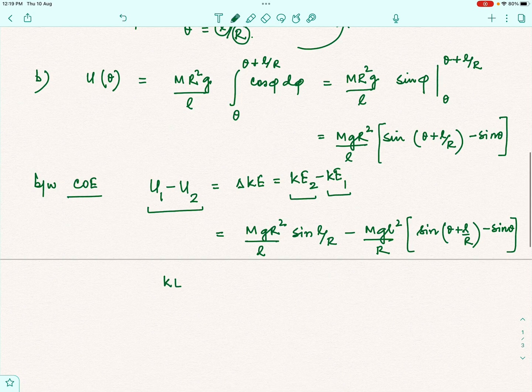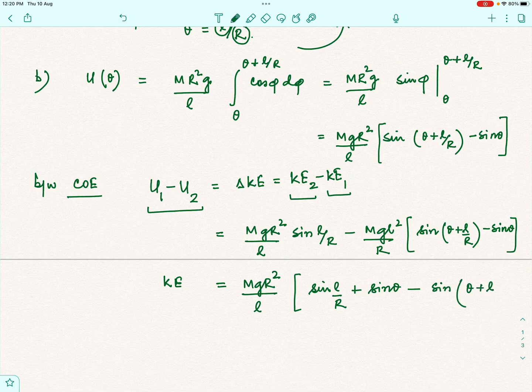So, our kinetic energy, which is nothing but the change in potential energy or the loss of potential energy, will be mgr squared by L into sine of L by R plus sine of theta minus sine of theta plus L by R. When we simplify the above expression, this is what we shall get, and this will be the answer for the kinetic energy that the chain acquires by having slid through an angle theta.